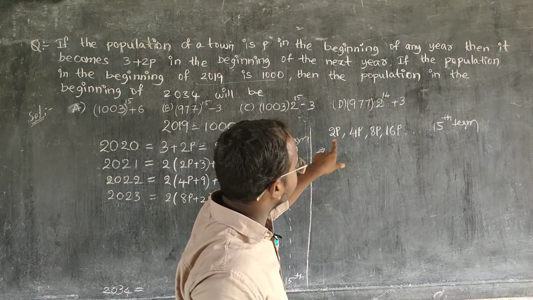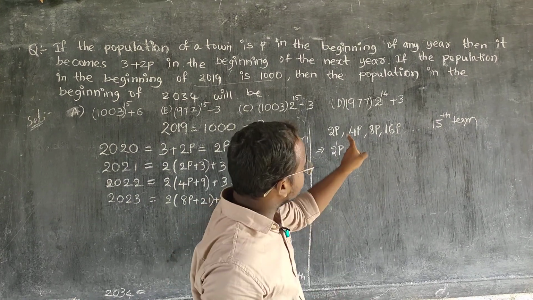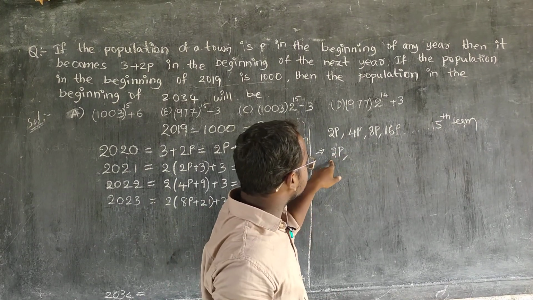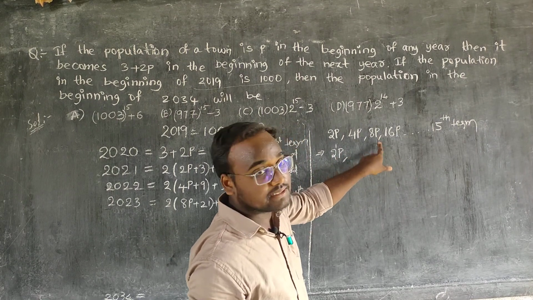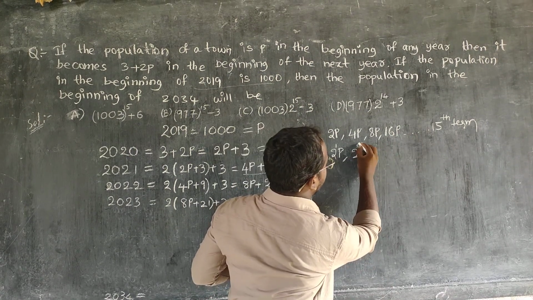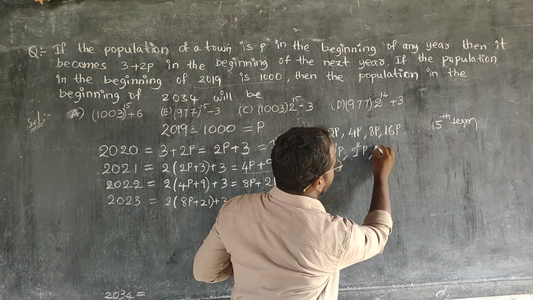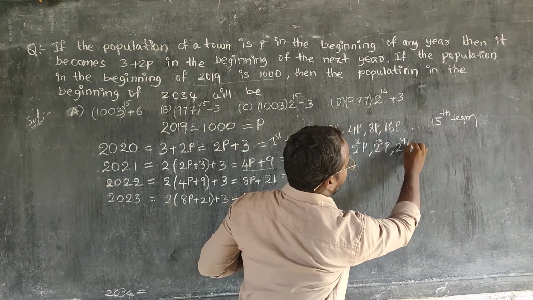See here, it looks like what? 2 to the power of 1. If you observe these terms, how do they look? It is 2 to the power of 1, 2 to the power of 2, 2 to the power of 3, 2 to the power of 4, like this. Okay. It is 2 to the power of 2, 2 to the power of 3, 2 to the power of 4, and so on.